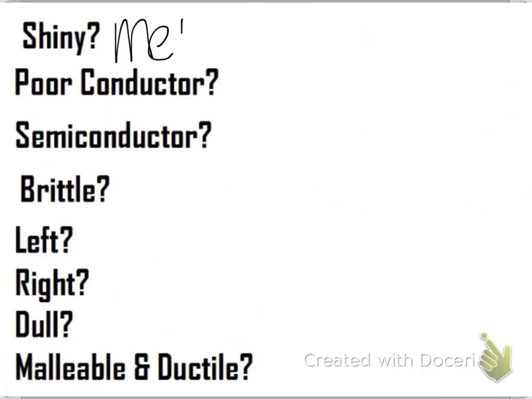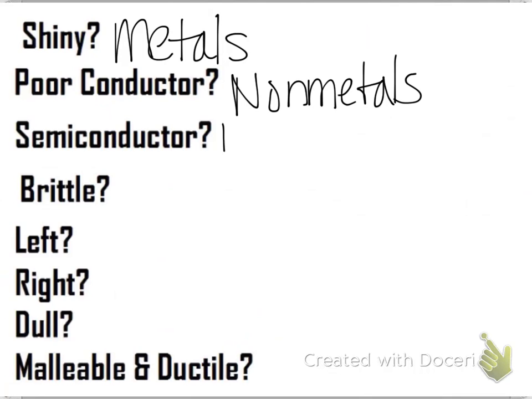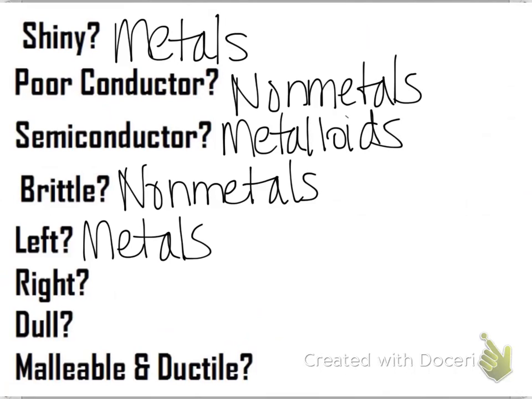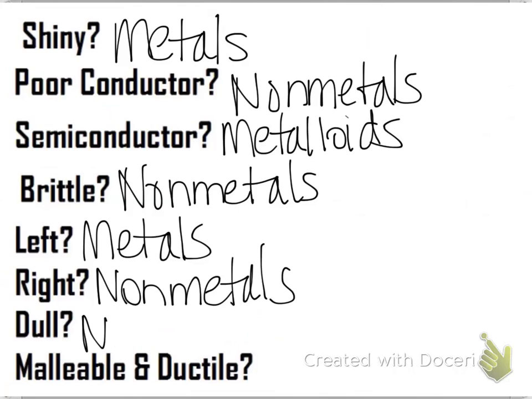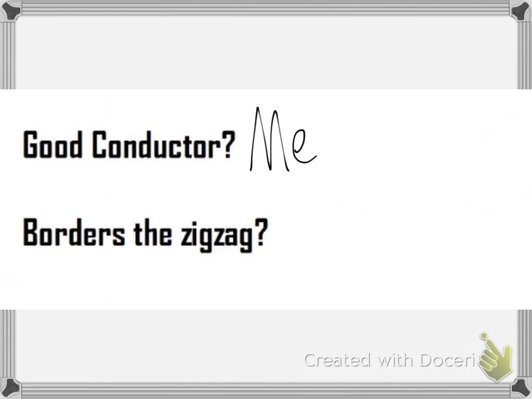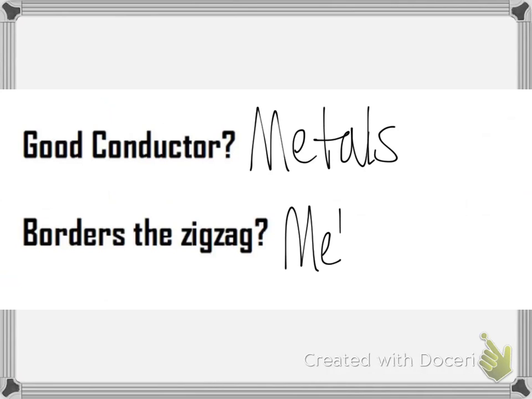Okay, moving on. What's shiny? Metals are shiny. What's a poor conductor? Nonmetals. What's a semiconductor? Metalloids. What do you think's brittle? Nonmetals. What's found to the left? Metals. To the right, nonmetals. What's dull? Nonmetals. What's malleable and ductile? Metals. What's a good conductor? Metals. What borders a zigzag line? Metalloids.